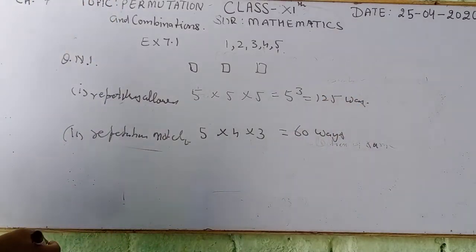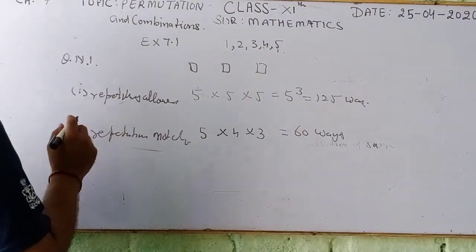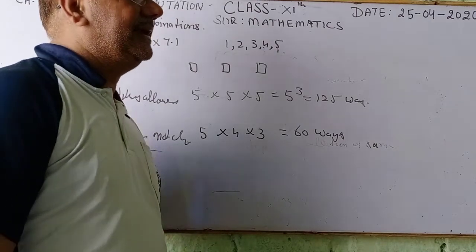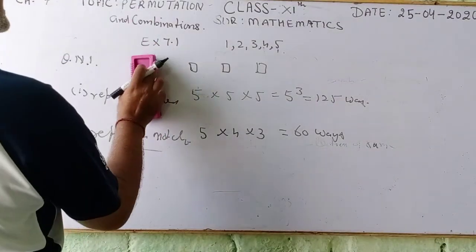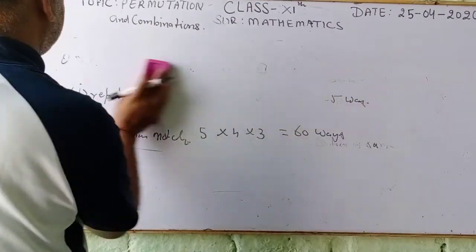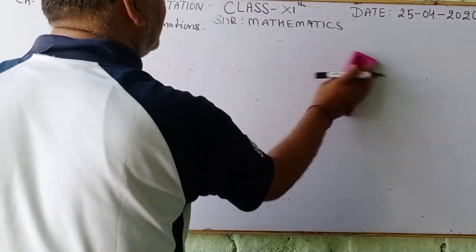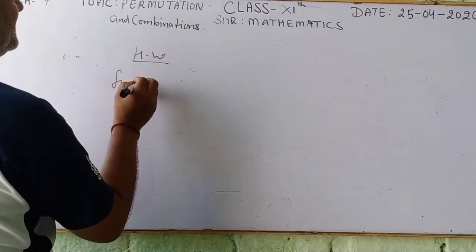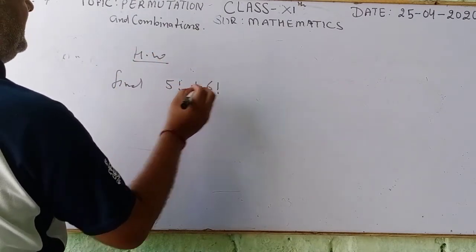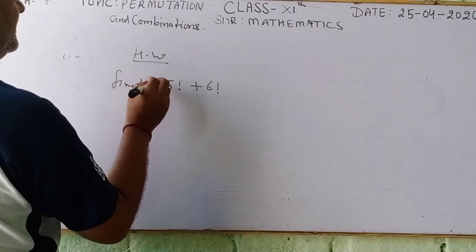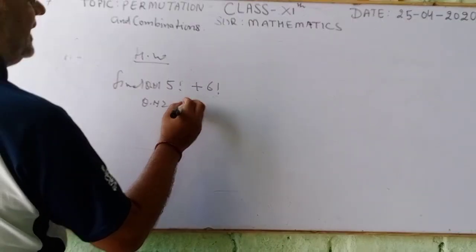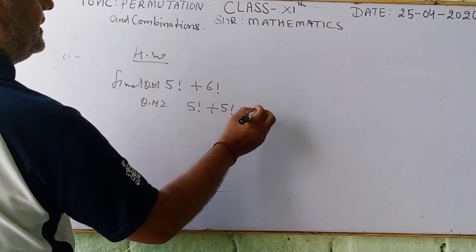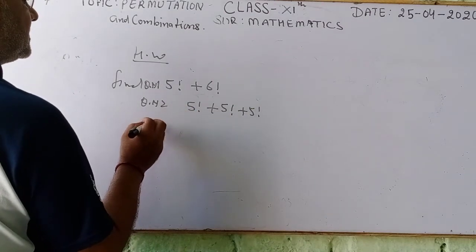At last, we have some homework here. Try exercise 7.1. If any problems, you contact me. So we are given some questions. Exercise 7.1 you take, and also the given homework. Question number 1: find 5 factorial plus 6 factorial. Question number 2: 5 factorial plus 5 factorial, find its value.